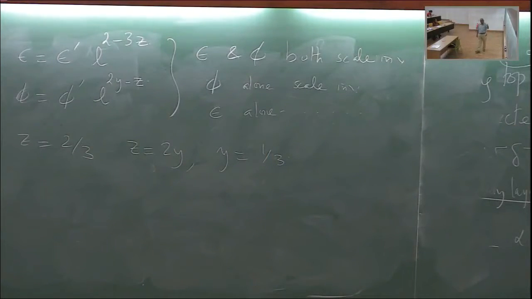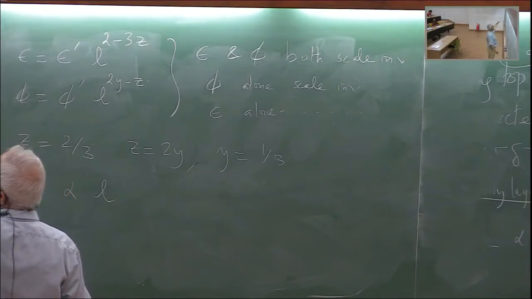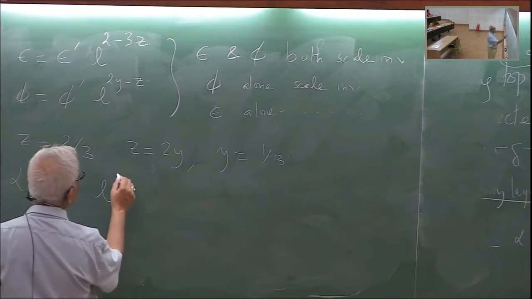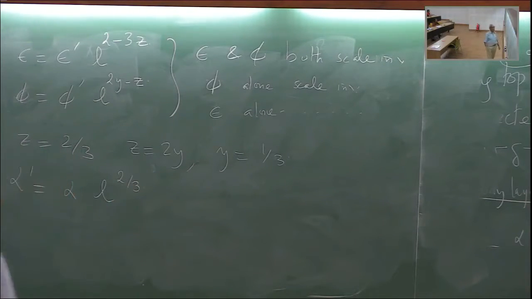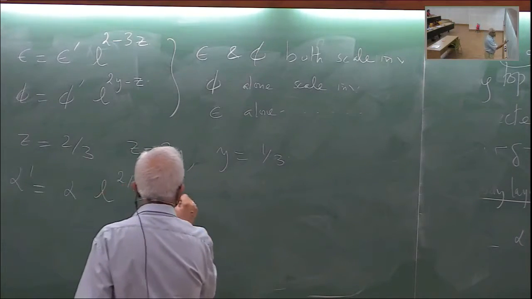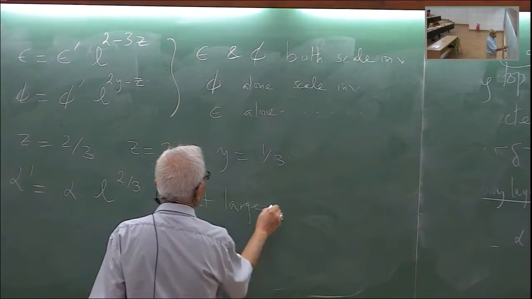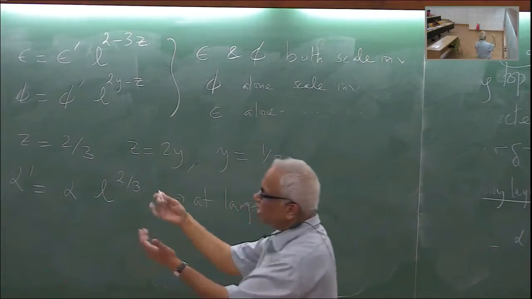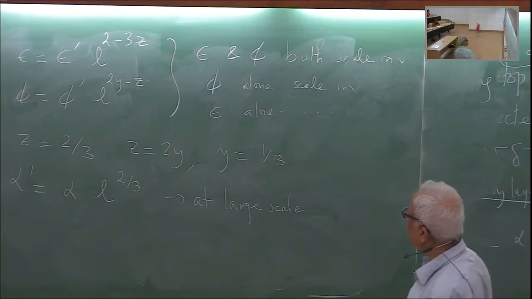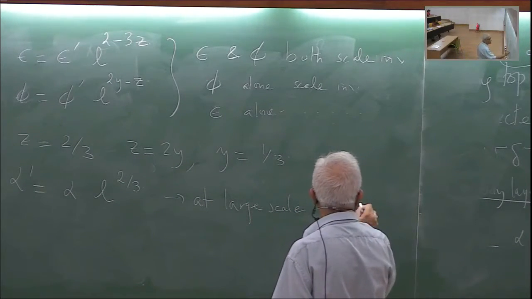So z is equal to 2 by 3 from this, z equal to 2, and therefore y is equal to 3. So z equal to 2 by 3, now what is alpha prime? Alpha prime is equal to alpha times L to the power 2z, which is 4 by 3, plus 5 by 3 minus 1, which is 2 by 3. So if you go to larger scales, your viscosity becomes very big. The effective viscosity is big at large scales. At large scales, alpha dies down.